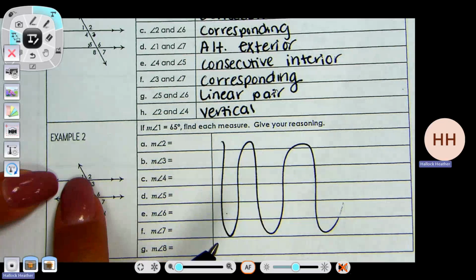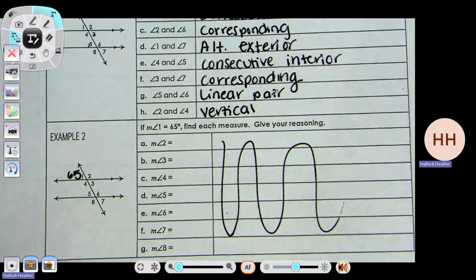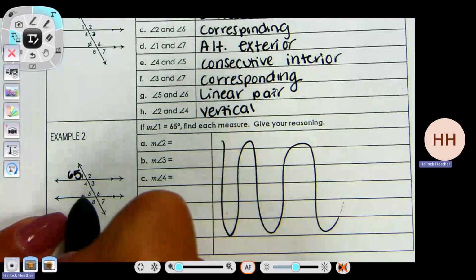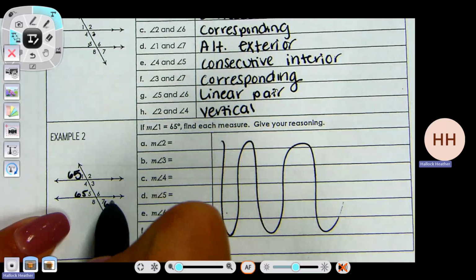So angle 1, I'm going to put 65 here. 7. Take a second, see if you could figure out where else 65 can go. 65 can go in a bunch of other spots. So take a minute, look at your picture. 65 can go at 5. You can go to 7 as well. And 3, I agree.